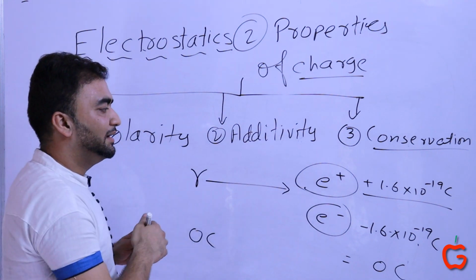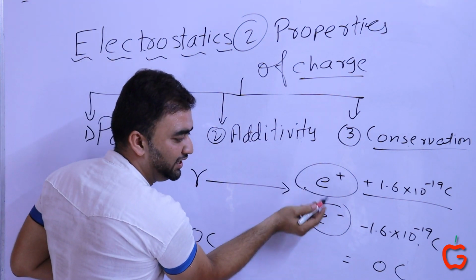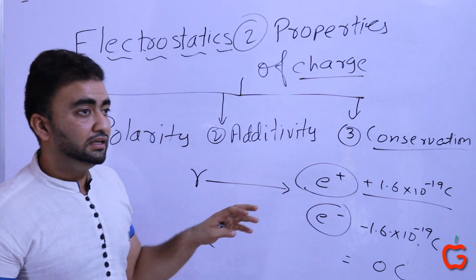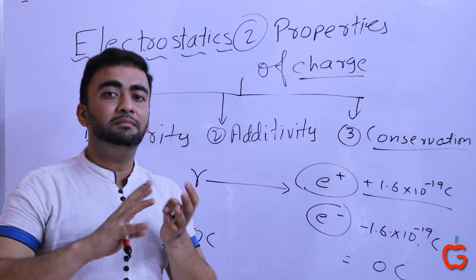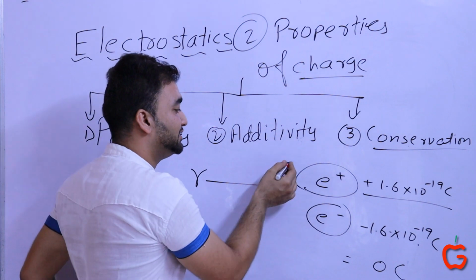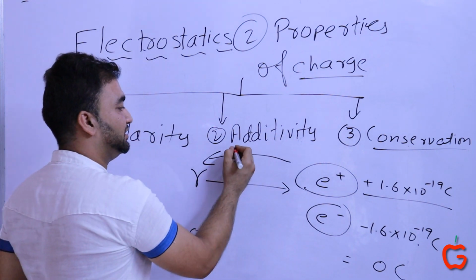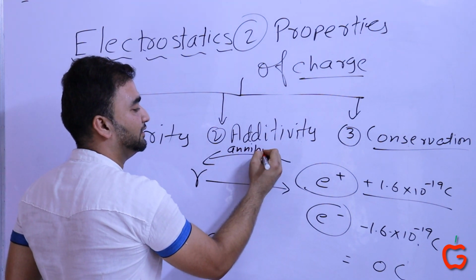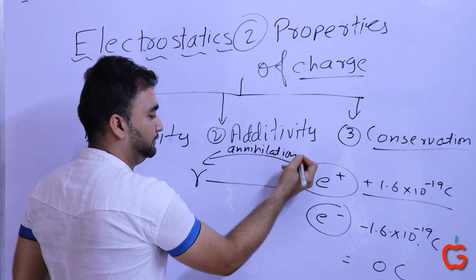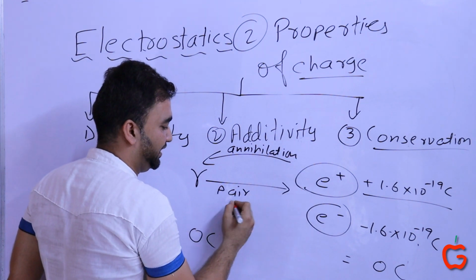Even the reverse reaction happens. When a positron and an electron meet, they destroy each other, they destroy their masses and get converted to pure energy. This reverse process is called annihilation. And this is pair production.